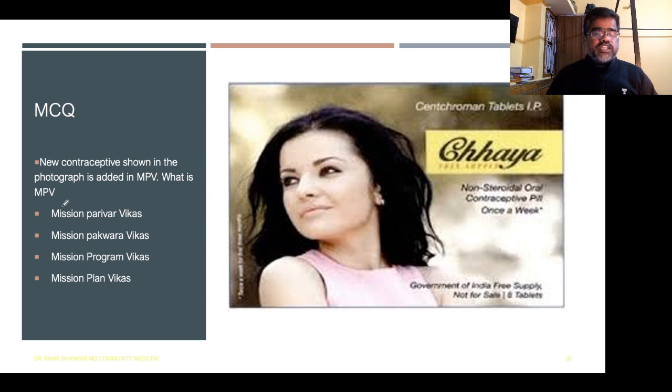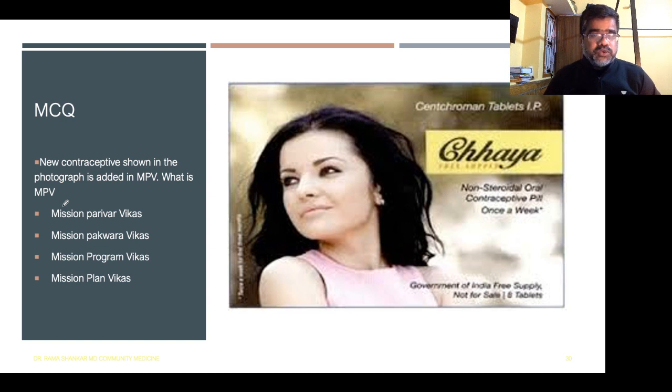Now to explain to students what Mission Parivar Vikas is: it is a program launched for all those districts where the TFR, total fertility rate, is more than 3. We take all those high fertility districts and launch this Mission Parivar Vikas. In it, these two recent contraceptives have been added. Chhaya is an oral, non-steroidal, non-hormonal contraceptive, and then you have Antra also.